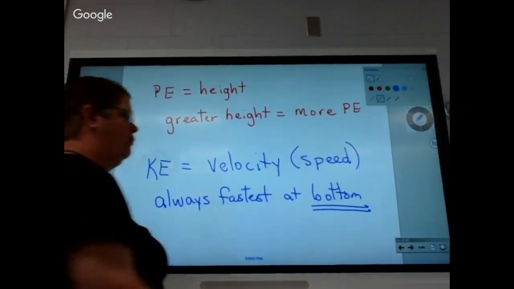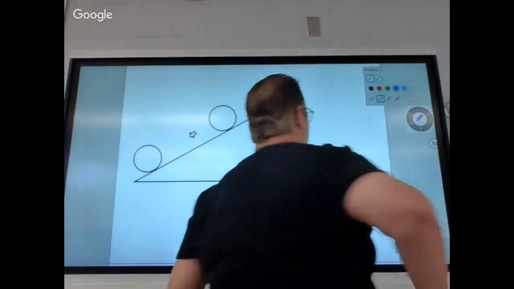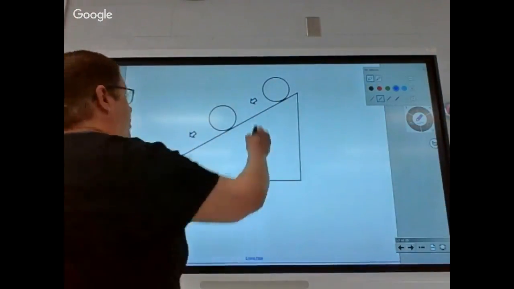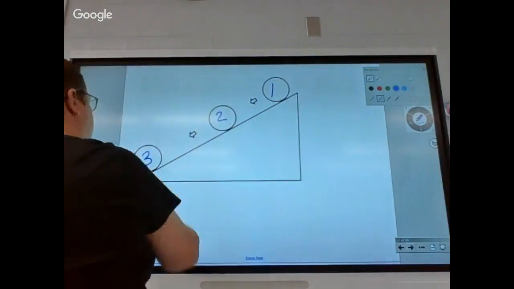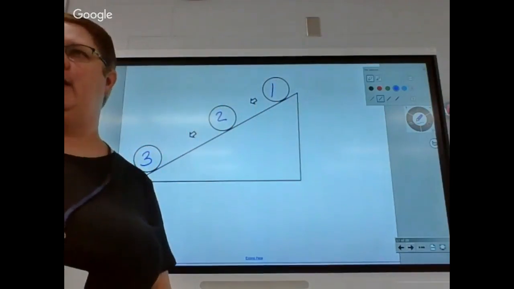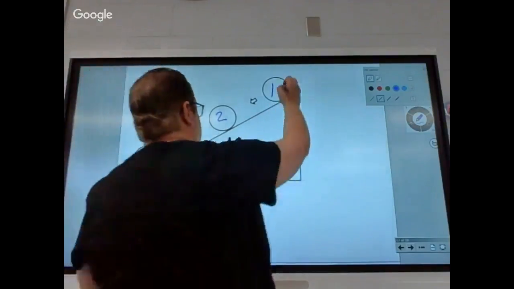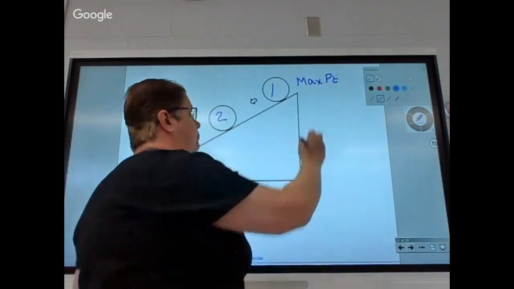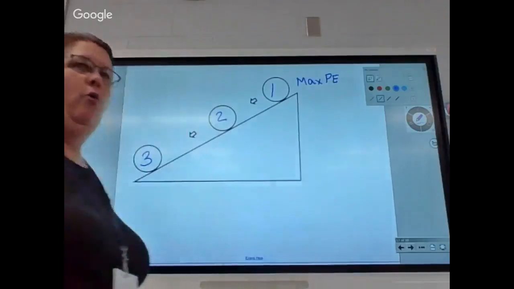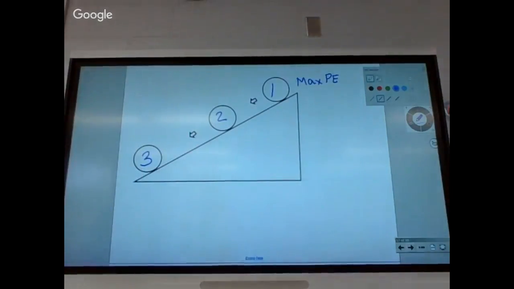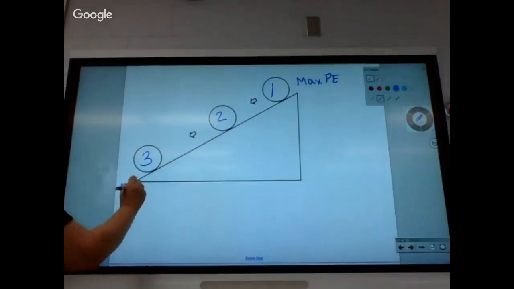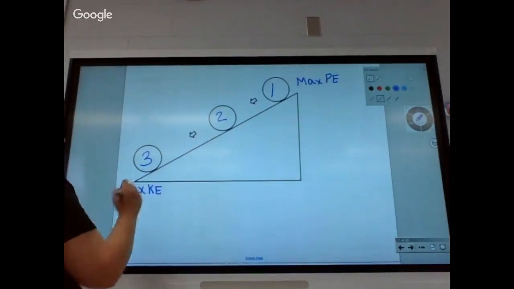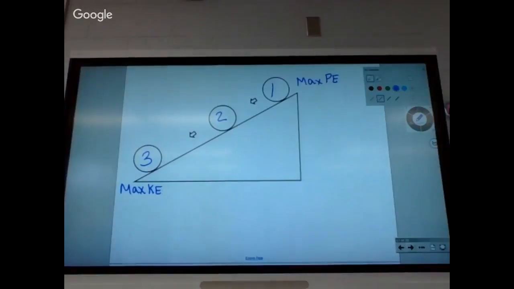All right. So if we have rolling down a hill, where is the greatest height? I'm going to number these 1, 2, and 3. Number 1. So what would we find at number 1? Okay. So the maximum potential energy is always at number 1. So what would I find at the bottom? Okay. The maximum kinetic energy is always at the bottom. Everybody got that?